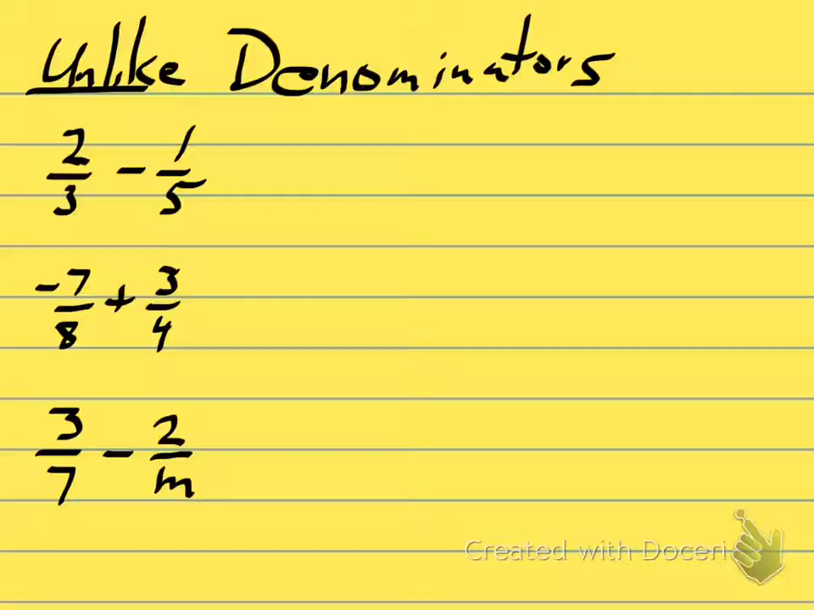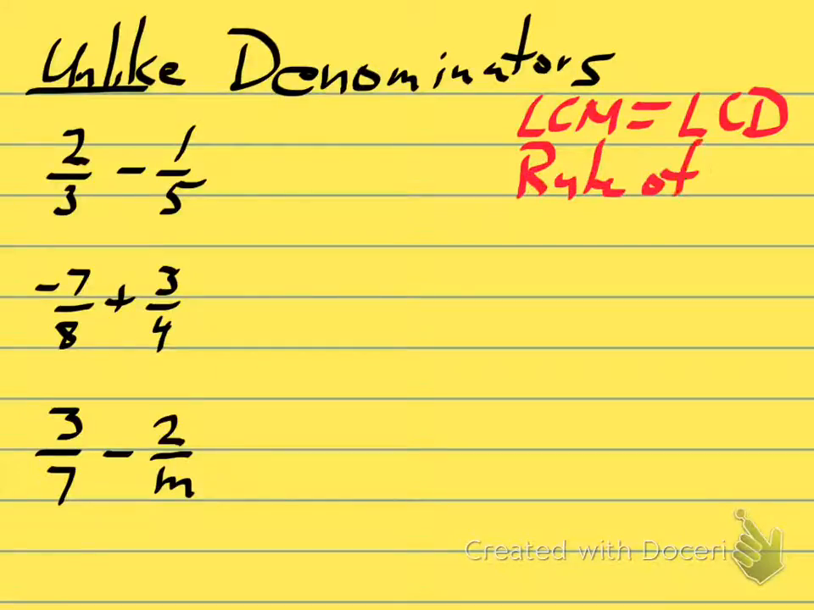The whole reason that we reviewed least common multiple is because we talked about in 5.1 and 5.2 that the least common multiple of the two denominators is equal to the lowest common denominator. It's basically the same thing. So we also have run into the rule of 4. The rule of 4 is a little more of a brute force method where we're just going to multiply the bottoms together.